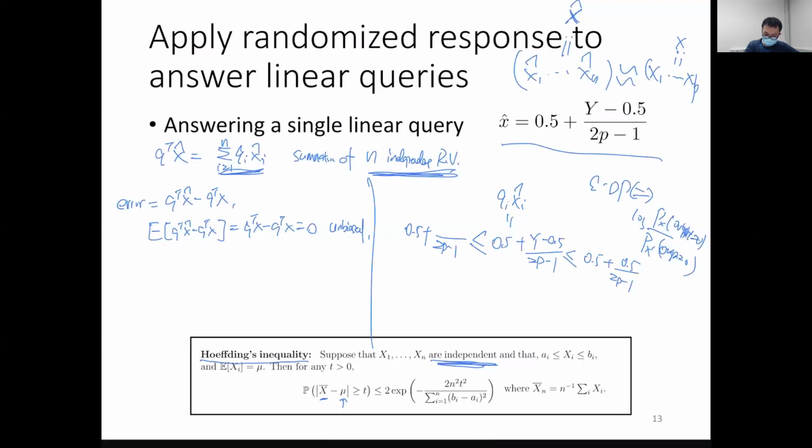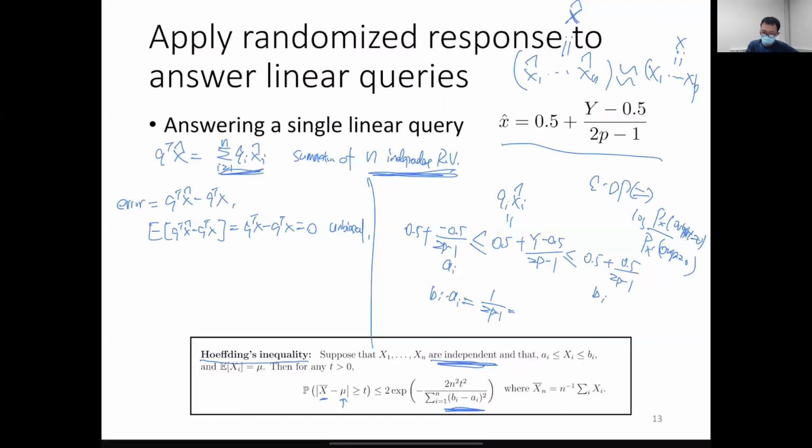Y is equal to 0, so minus 0.5. Okay, so this is our b_i, this is our a_i, and all we care about is b_i minus a_i from this expression. When we apply Hoeffding's inequality, b_i minus a_i is equal to 2p minus 1, 0.5 minus minus 0.5, that's 1.